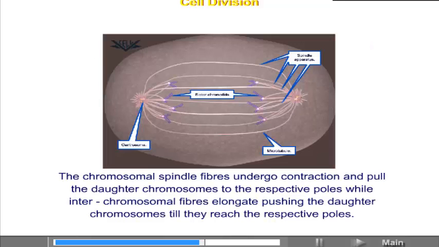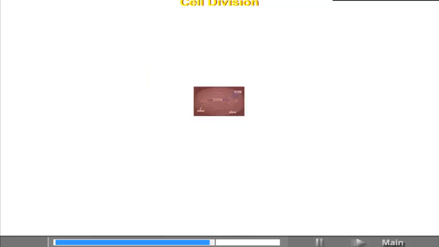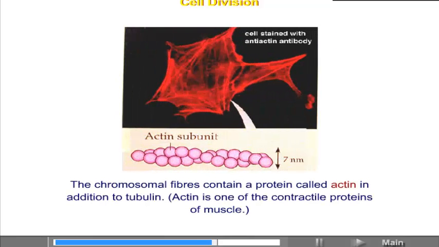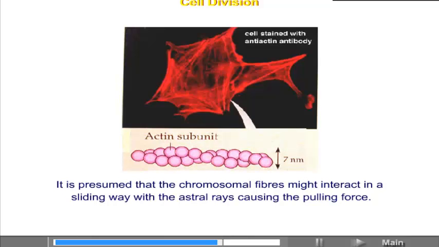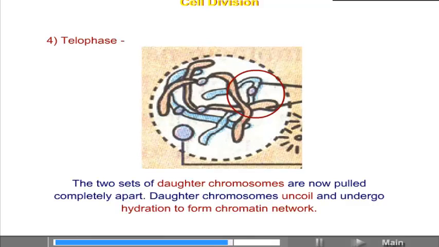The chromosomal spindle fibers undergo contraction and pull the daughter chromosomes to the respective poles, while interchromosomal fibers elongate, pushing the daughter chromosomes till they reach the respective poles. The chromosomal fibers contain a protein called actin in addition to tubulin. Actin is one of the contractile proteins of muscle. It is presumed that the chromosomal fibers might interact in a sliding way with the astral rays, causing the pulling force.